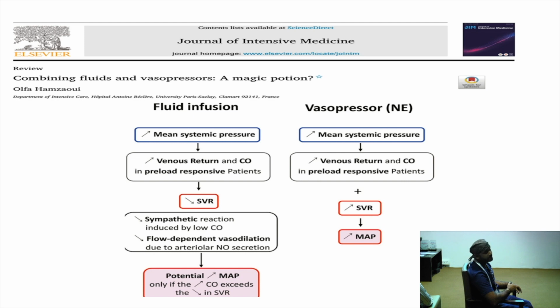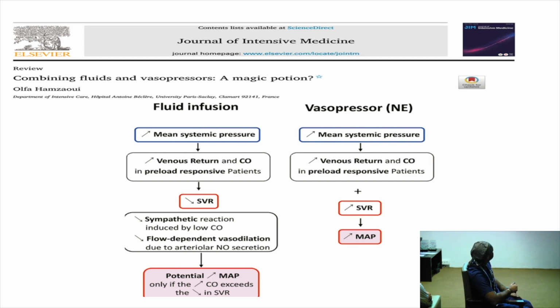So if you look at this slide, fluid infusion only increases the venous return and cardiac output, but actually fluid infusion causes a decrease in the SVR. Already in sepsis, there is a decrease in SVR. Why? Because it can cause a sympathetic reaction. Another is that it can release nitric oxide for vasodilation. So the overall effect on the mean systemic pressure is less.